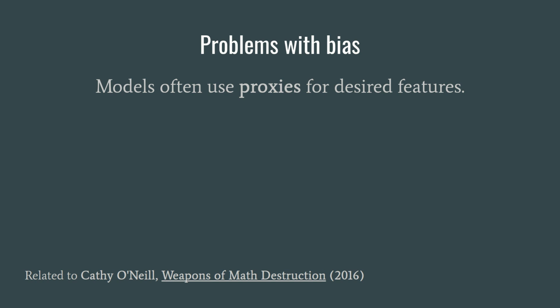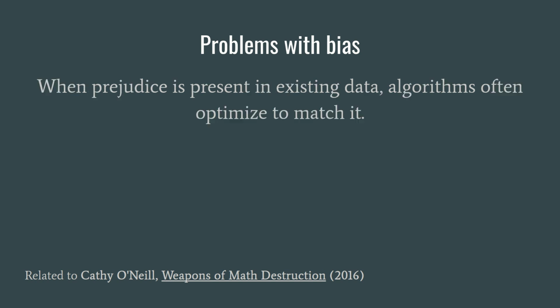But many of those could be stand-ins for class, for race, for mistreatment that they might have encountered in the past, such as over-policing of the neighborhoods that they had lived in. So when prejudice is present in the existing data that's given to the algorithm, those algorithms often optimize to best match to it and fit it.